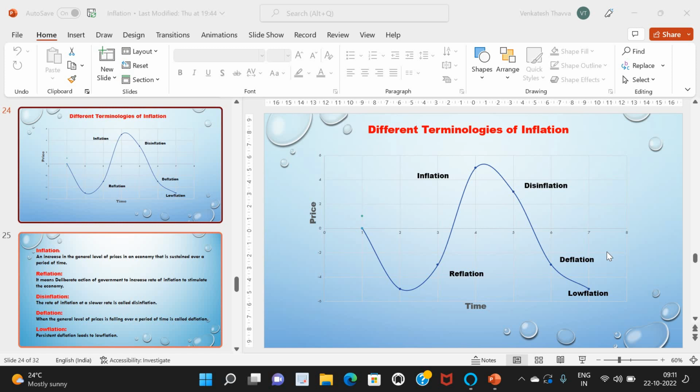Next, coming to lowflation. Persistent deflation leads to lowflation.